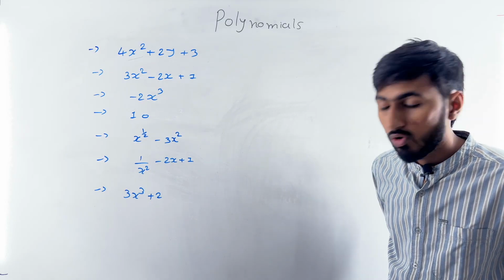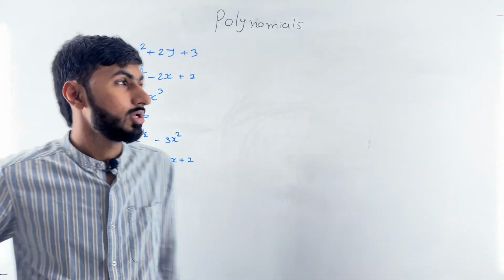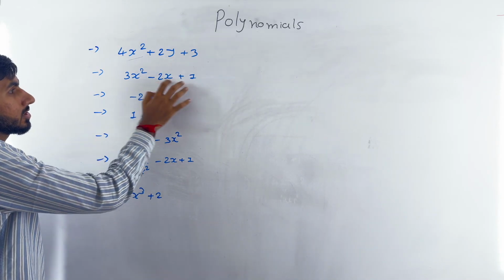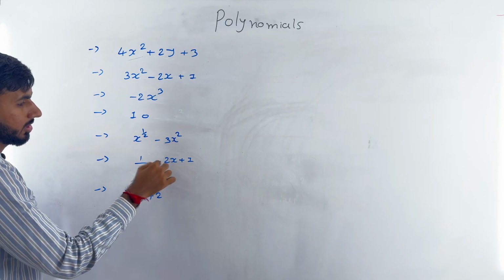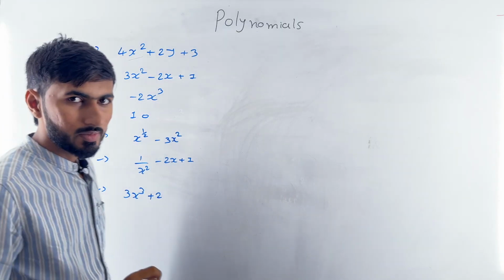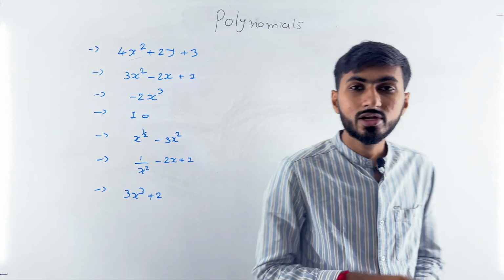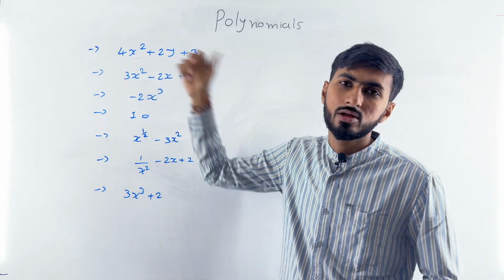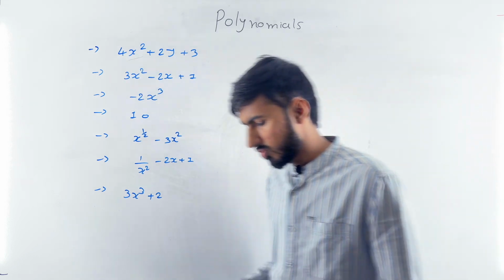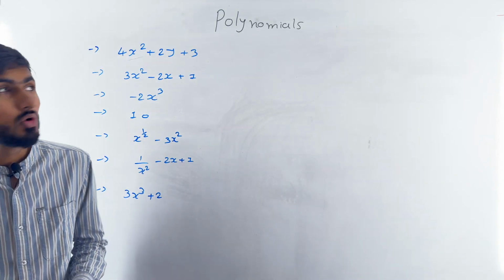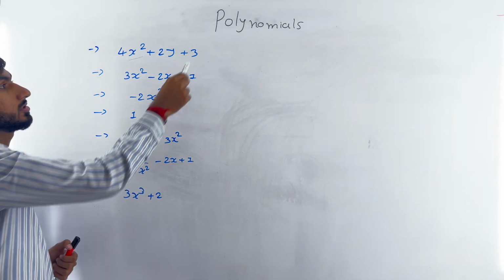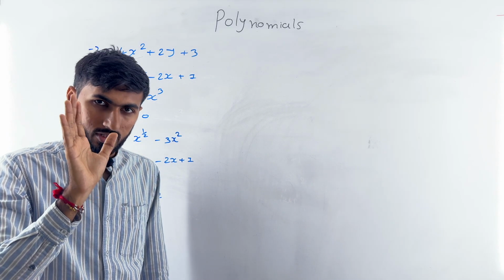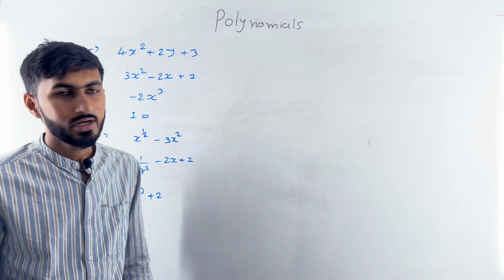Now, you all know what a variable is. Here you can see x square, y, x, these are variables, right? To express a variable, you can use any letter, A, B, C, D, whatever you want. Now, what is a constant? Here 3, 1, these are constants, right? Variable means it can change values, right?